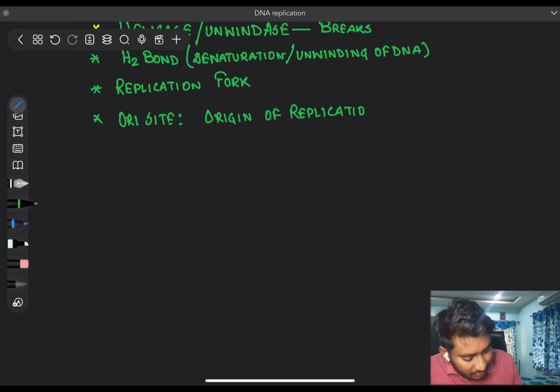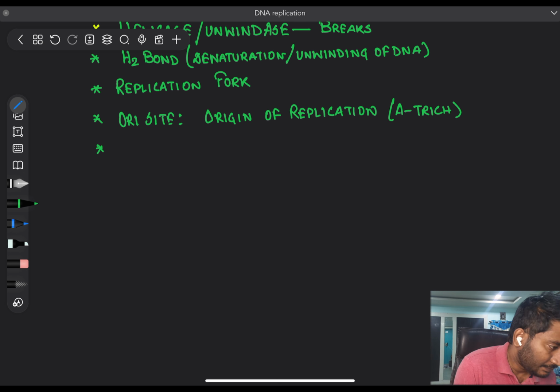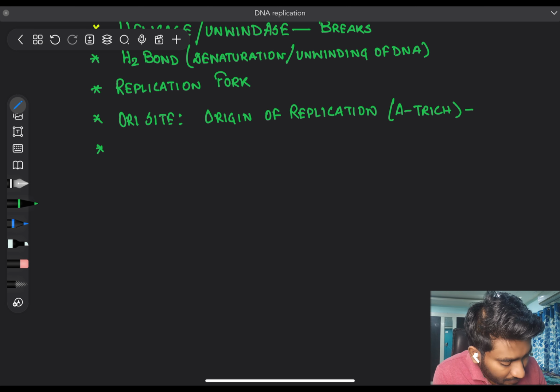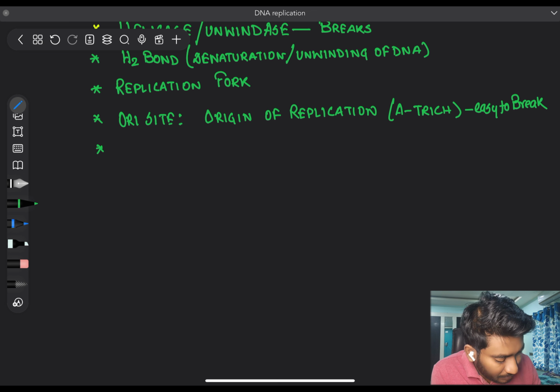The next one is the actual site, the AT-rich site, easy to break. The AT-rich site is the point where the replication starts. This you will not find in any book. AT-rich site, easy to break. So from this side the replication starts.